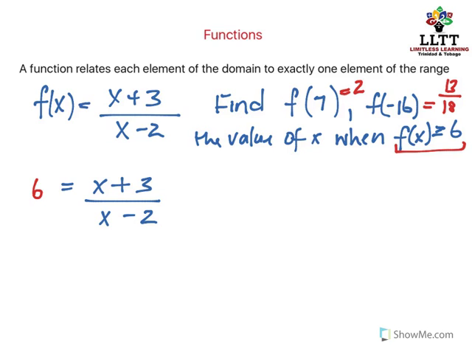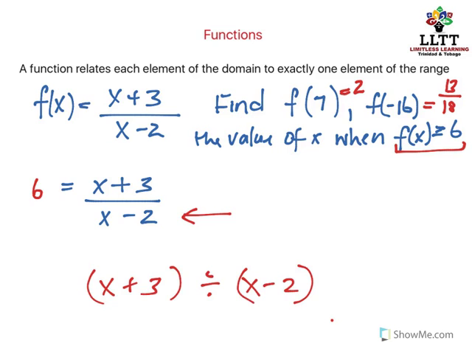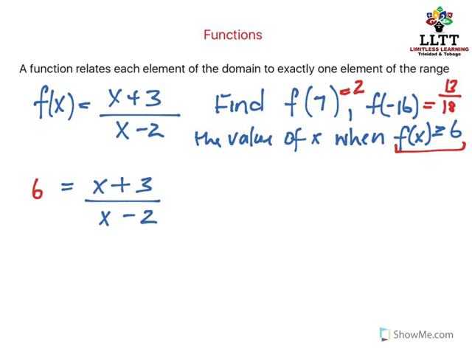So I have this denominator here, x minus 2. I really want to get rid of that, since it's in the denominator, because this is technically saying x plus 3 divided by x minus 2. If I need to get rid of this x minus 2 in the denominator, I have to do the opposite of divide, which is multiply. So I'm going to multiply both sides by x minus 2.